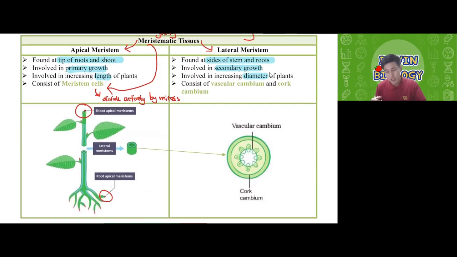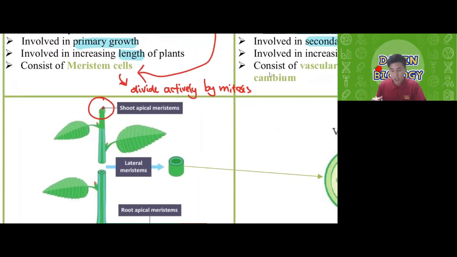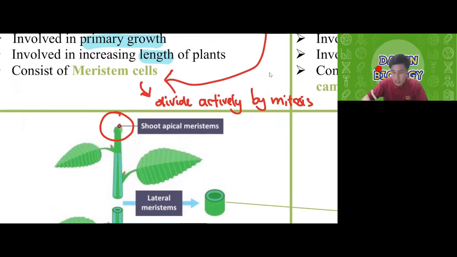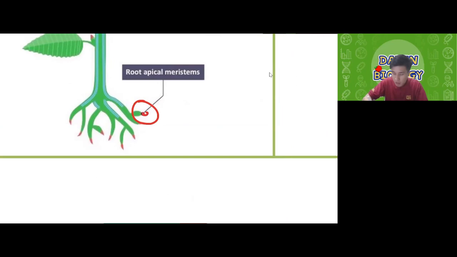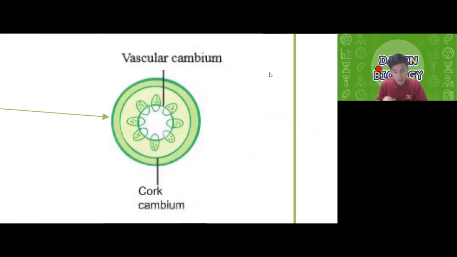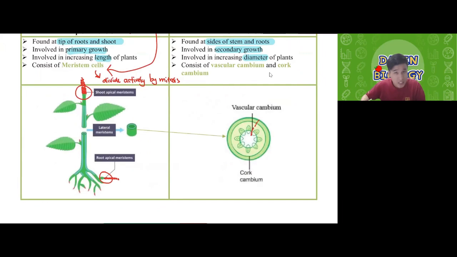Therefore, in the apical meristem, since the cells are found at the tip, when they divide non-stop, as you have more cells, you grow taller, you grow longer. It's the same for lateral meristem. Here, as I have more cells, I will grow inwards and outwards, and therefore the plant will become thicker, increasing in diameter. Understand?